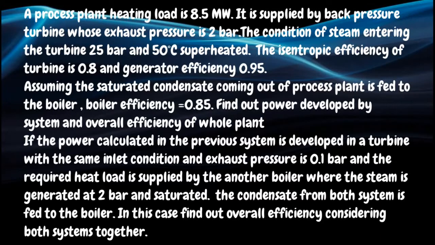If the power calculated in the previous system is developed in a turbine with the same inlet condition and an exhaust pressure of 0.1 bar, and the required heat load is supplied by another boiler where steam is generated at 2 bar and saturated, the condensate from both systems is fed to the boiler. In this case, find the overall efficiency considering both systems together. In this case also, the turbine efficiency, boiler efficiency and generator efficiency in case B are the same as in case A. So this was the given question.